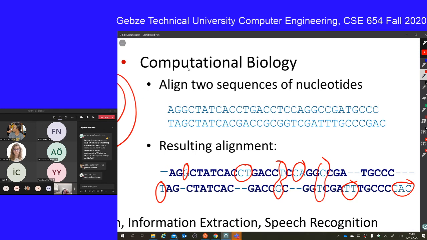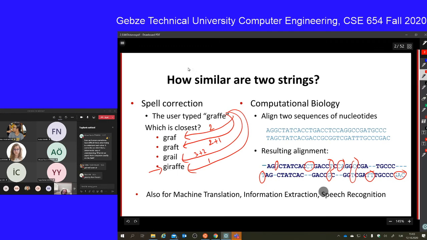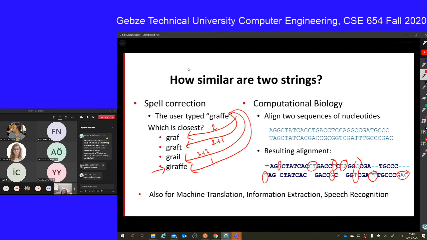I need a way of finding these deletions, insertions, and substitutions. It might look very easy here from giraffe to graph to giraffe, but this one is not easy. And I like to do this with the minimum number of insertions, deletions, and substitutions.